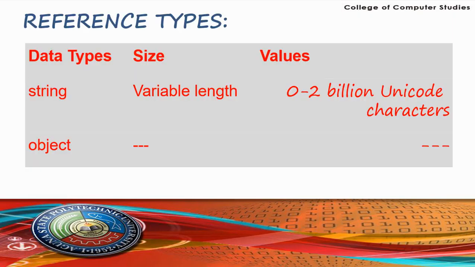And then we have the reference types or the non-primitive data types. So it includes string, array, object, etc. Okay? So strings are used for words, for alphanumerics.